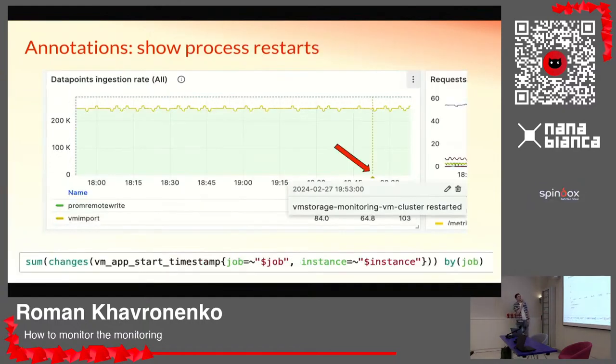Another annotation, process restarts. It also tracks if any of the components were restarted, and we show this on the graph. Components could restart when a user changed some flag, or maybe there was an out of memory exception, etc. So it still helps you to correlate the events with the changes.